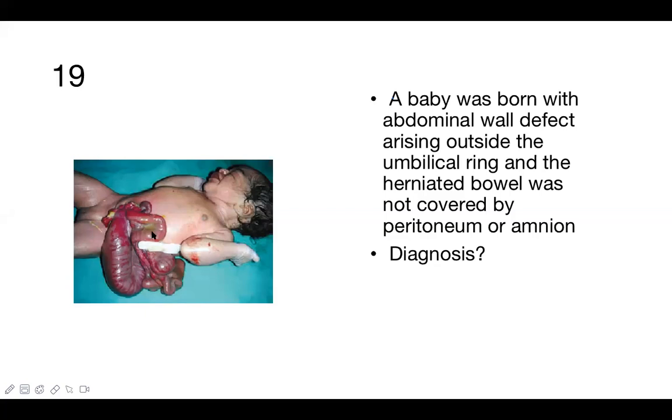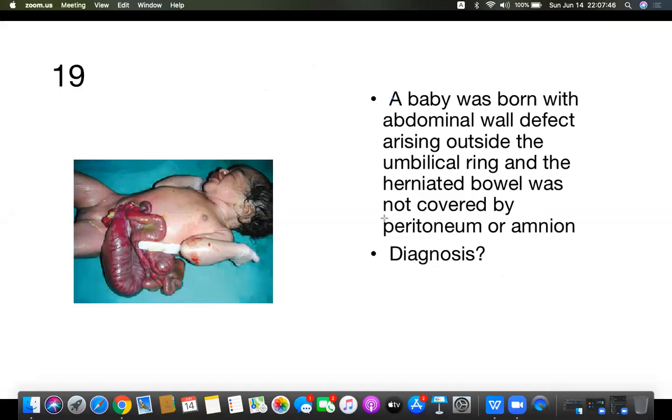See this. This is a massive or major type of congenital anomaly at the time of birth. Because of that defect around the umbilical ring, most of the bowels have been herniated outside, and a very clear clue is given. See there, it is not covered. Let me underline this. It is not covered by peritoneum or amnion. If it is covered by peritoneum, then it would be omphalocele. Because it is bare, it is not covered, it is gastroschisis.